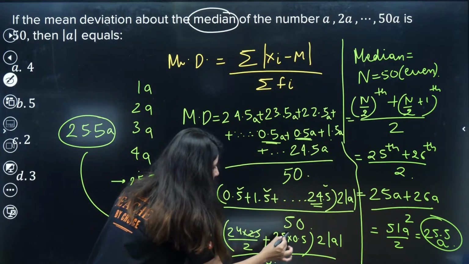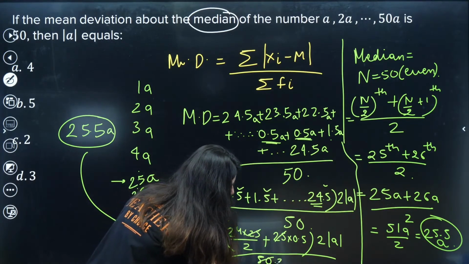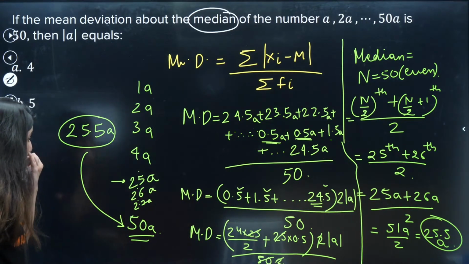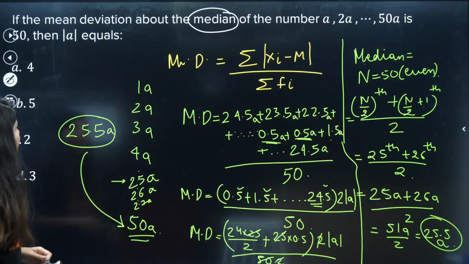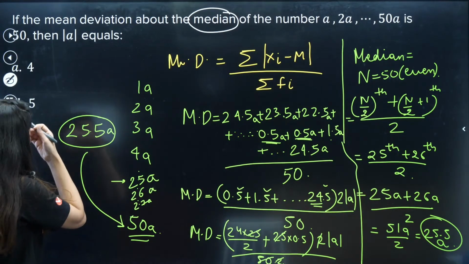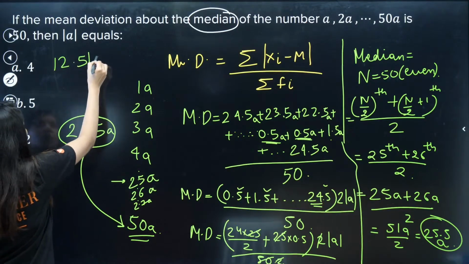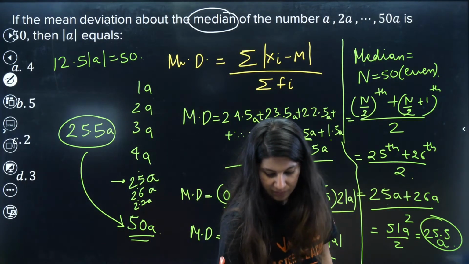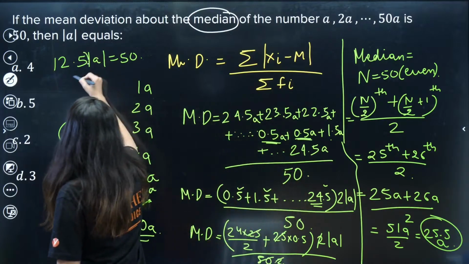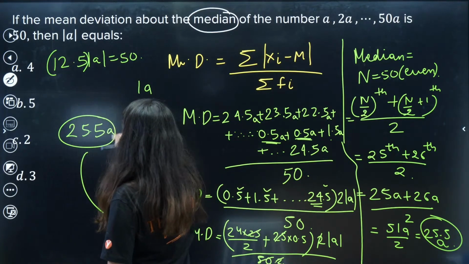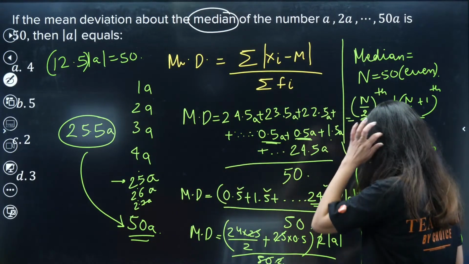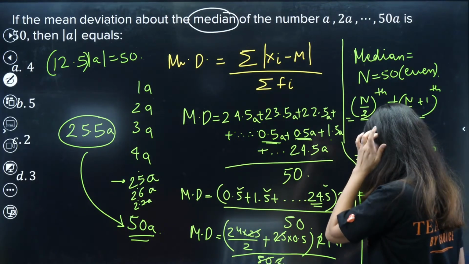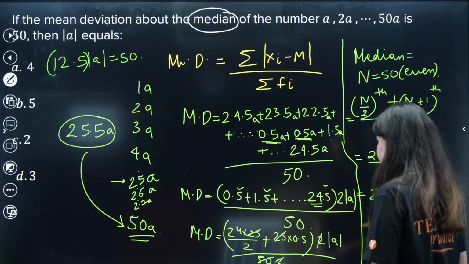So this 25 is gone, and the 2 will be gone. So this will be what? 12 plus 0.5, so 12.5 basically. 12.5A. Right? So 12.5 modulus A is nothing but 50. We need to figure out the value of what? A. Mod A. So mod A would be what? 12 plus 0.5, 12.5 modulus A.